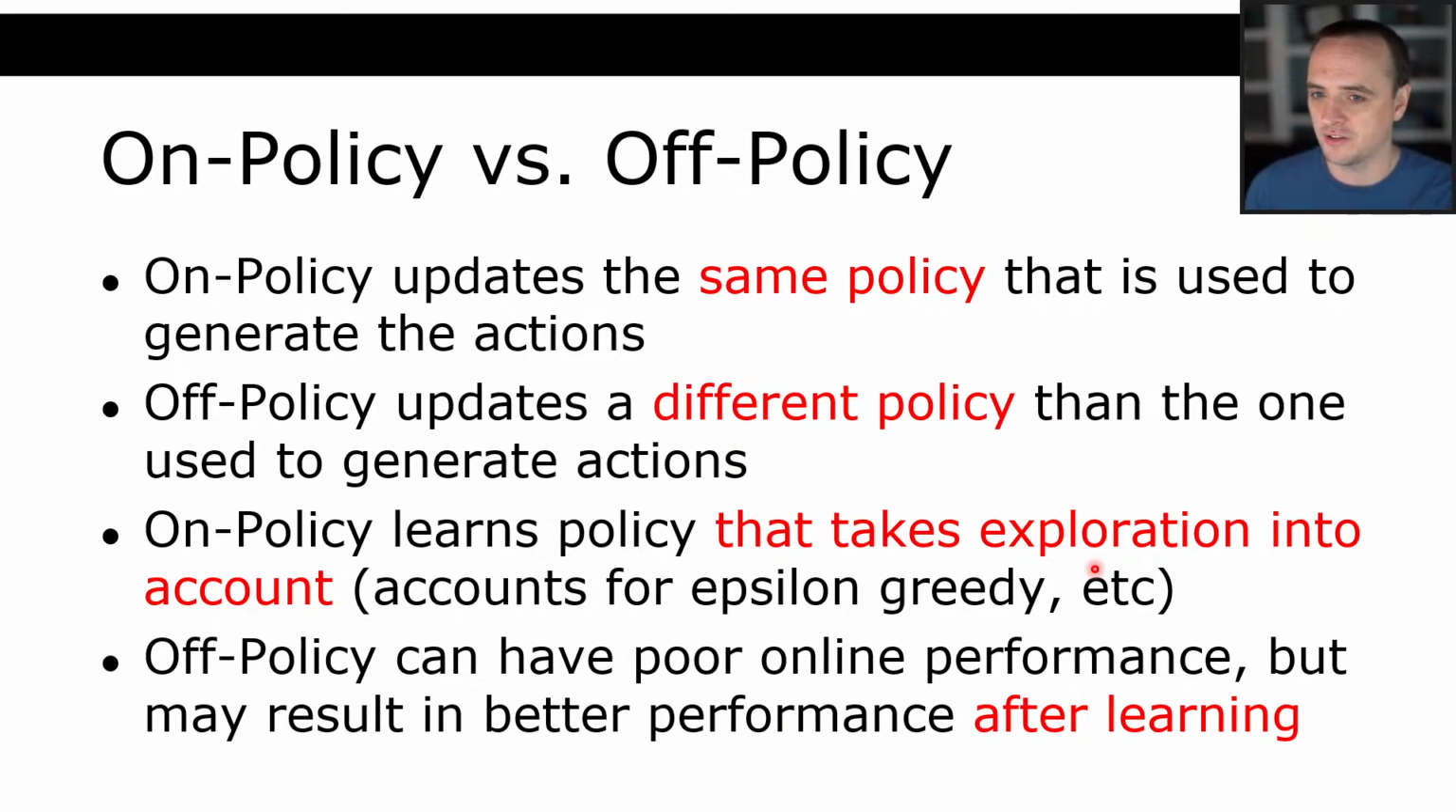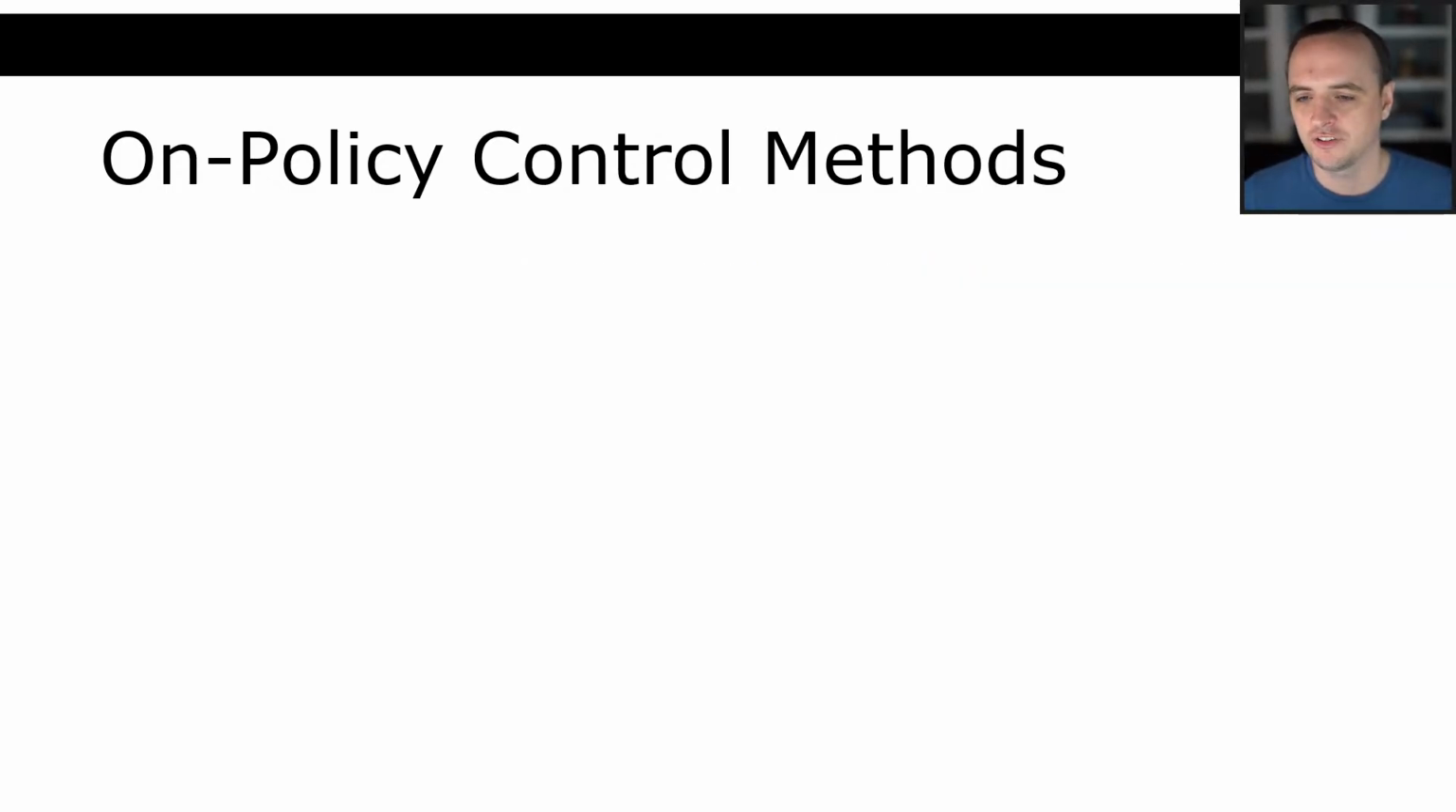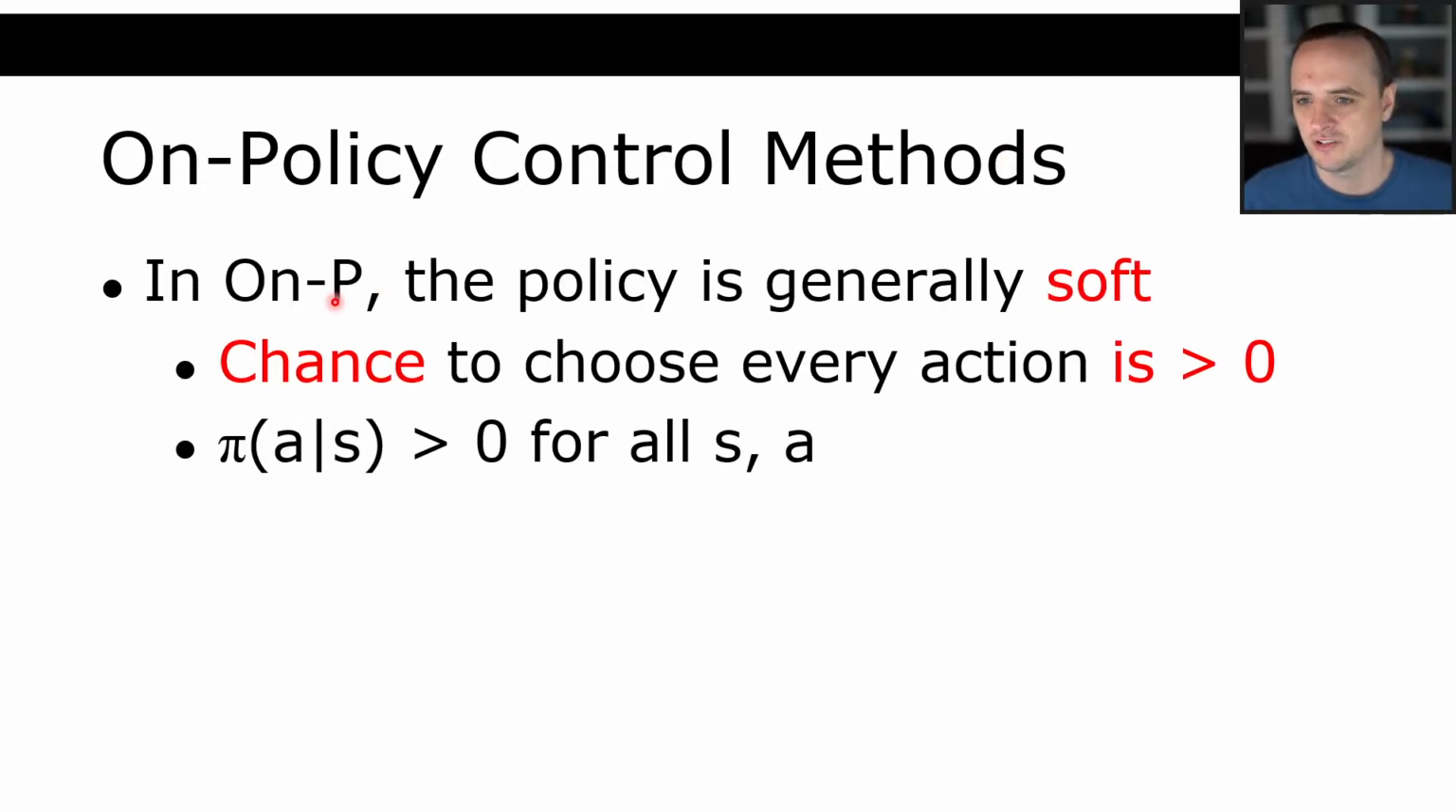But since on-policy uses the same policy that it's guiding the actions to do the update, then it takes exploration into account. And this is actually going to be a really important point by the end of the lecture. So on-policy control methods. We've talked about this a little bit. In on-policy, the policy is generally what we call soft. In a soft policy, what soft means is that the chance to choose every action is greater than 0.